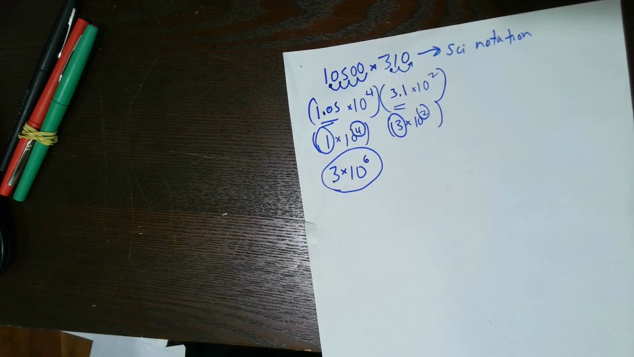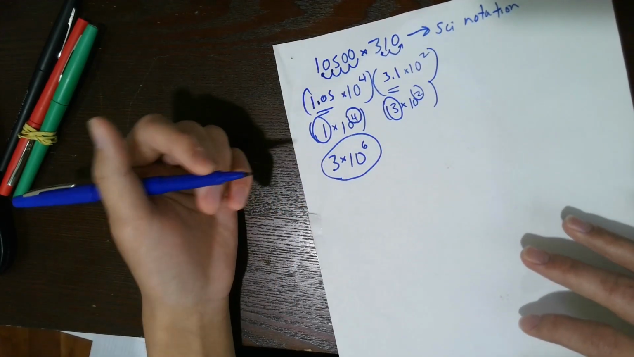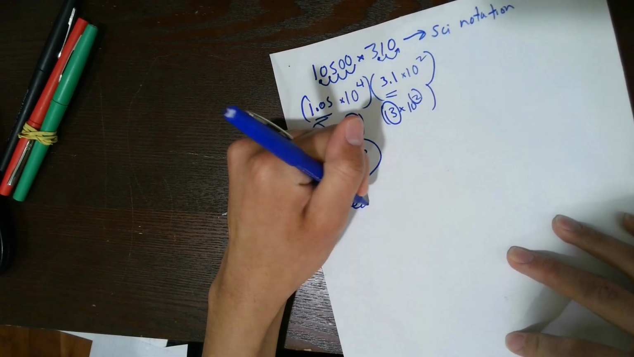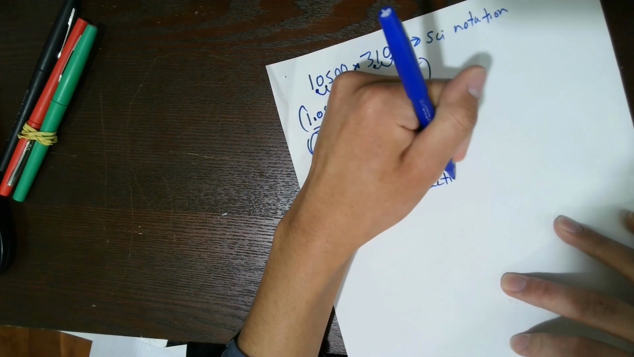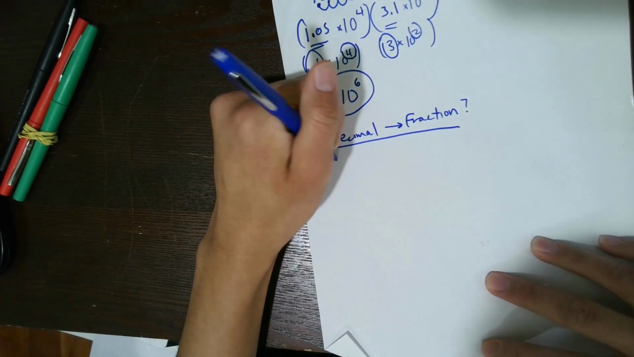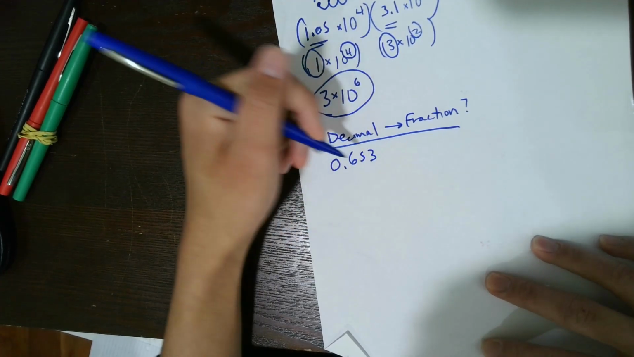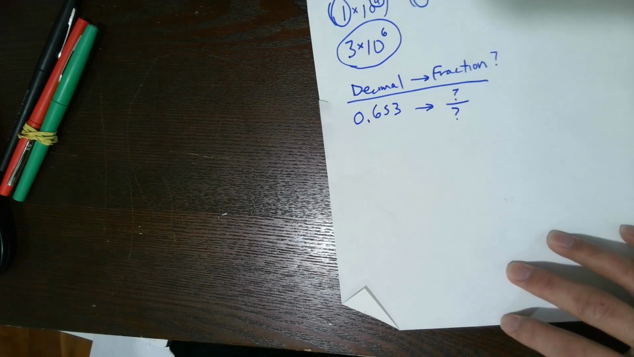Alright? I'm going to give you another trick with arithmetic here. And it's how exactly do we convert a decimal to a fraction? Because I've been saying it this whole time, but I never showed you guys how to go from decimal to fraction. So let's say we have 0.653. That's our decimal. And we want to turn it to a fraction. So some number over some number.